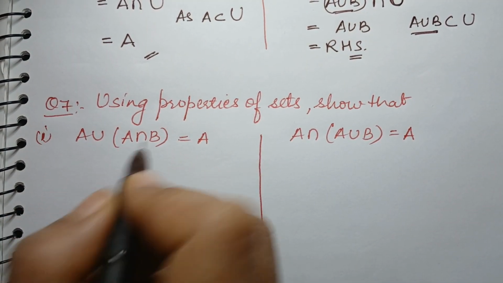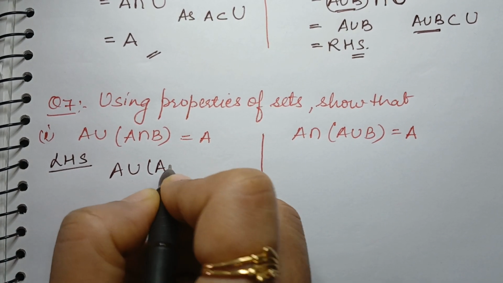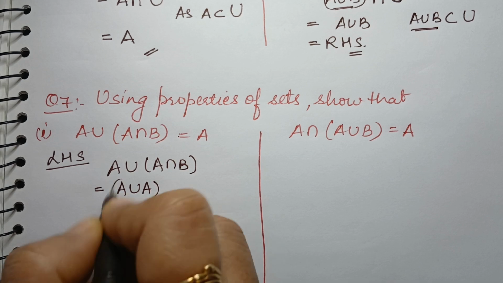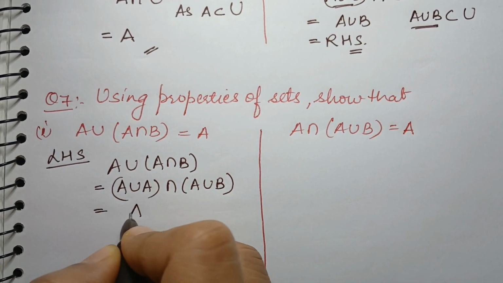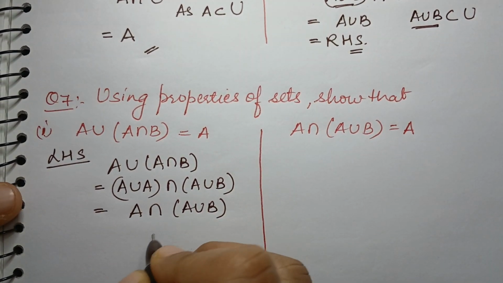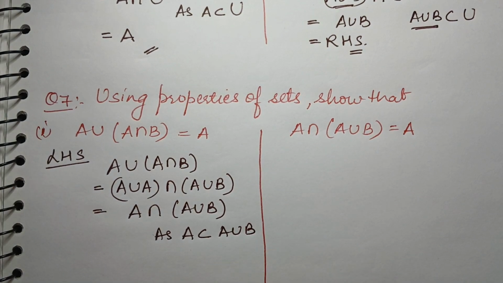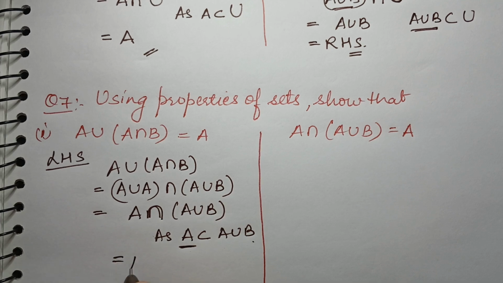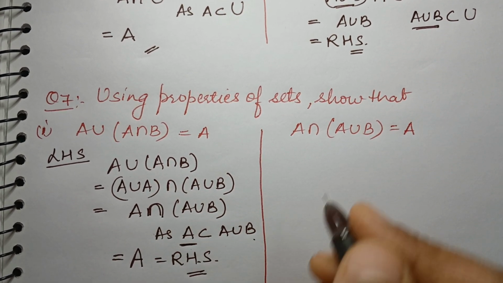Now question number 7 also we will do with the help of the properties, which is also very simple. A union A intersection B. I will consider the left hand side, A union A intersection B, and I will apply the distributive law here: A union A intersection A union B. Now A union A will be A. Now we know that A is a subset of A union B, right? So out of these two, the smaller set is this, and intersection will always be the smaller set. So this is equal to A, which is equal to RHS. Hence proved.